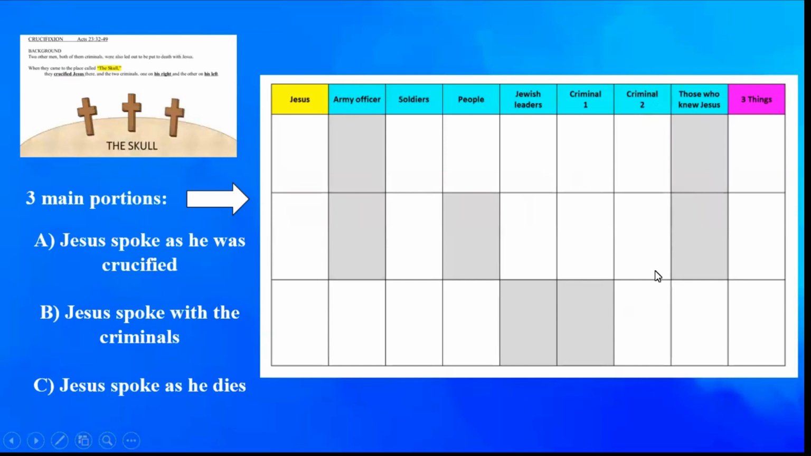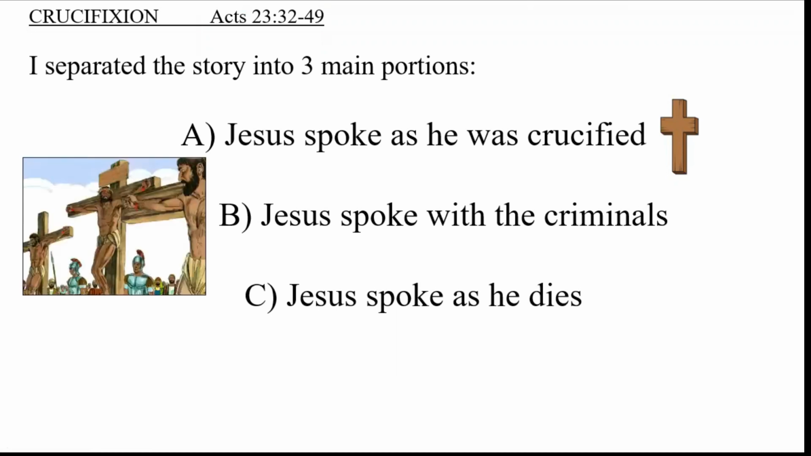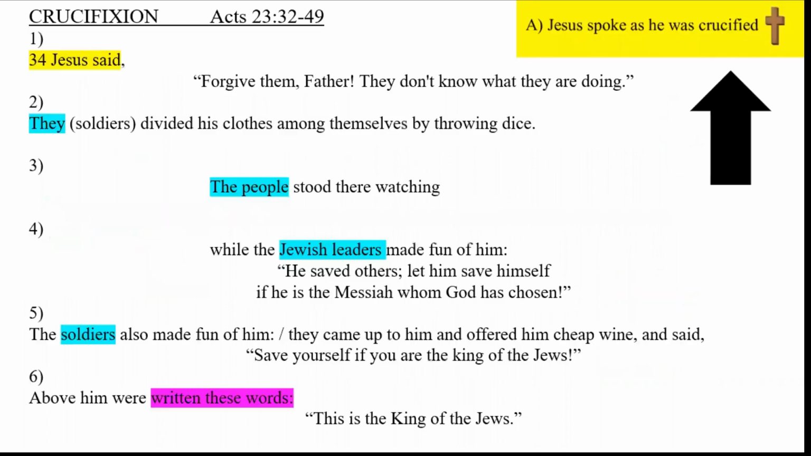Now, as we go through the middle portion of the scripture, I will separate it in 3. It will be looking like this. First part was when Jesus spoke as he was crucified. When Jesus was just being crucified, what happened? The second part is the conversation between Jesus and the 2 criminals, the middle portion. And lastly, when Jesus died, as he breathed his last, what happened? So I separate these into 3 parts so that it's easier for us to remember.